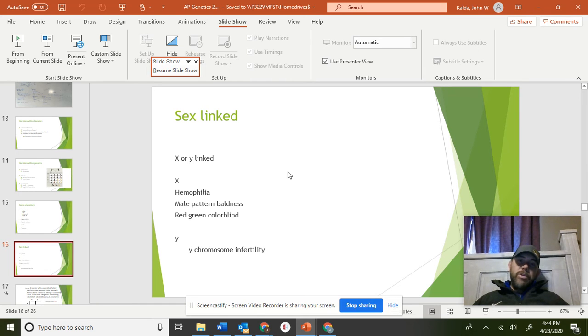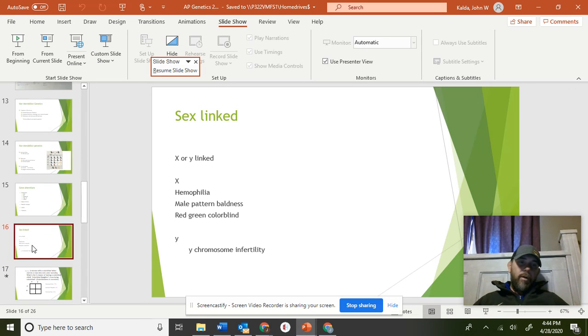Men have just the one X, so what they get is basically what they get. The females have the XX, and so they go back to the original rules that we followed in the past, where if dominant versus recessive, they've got to have it on both of the X's in order to actually establish these conditions. So again, hemophilia, male pattern baldness, and red-green colorblindness fall into that.